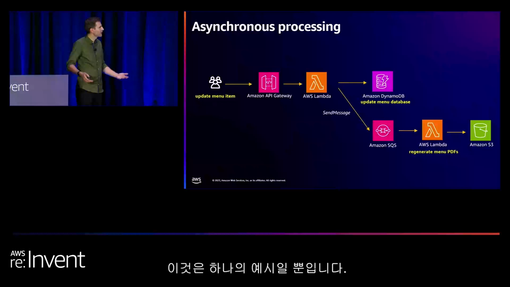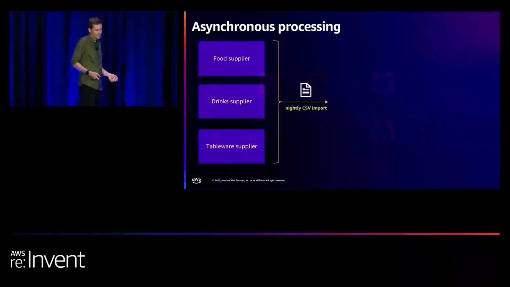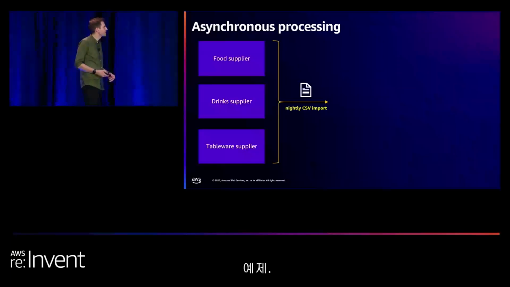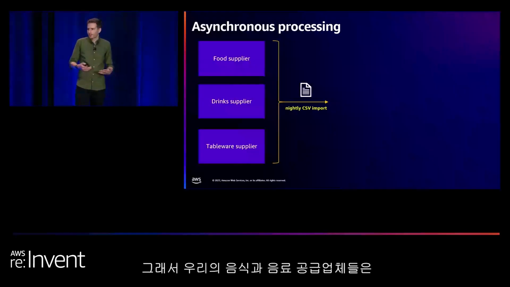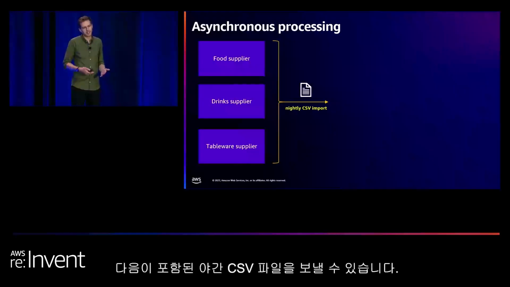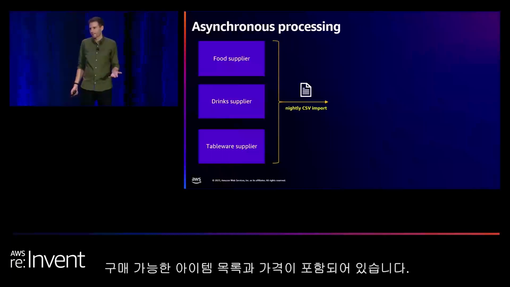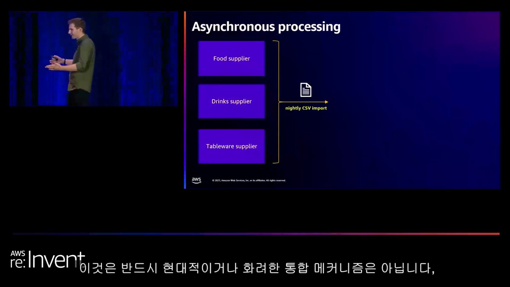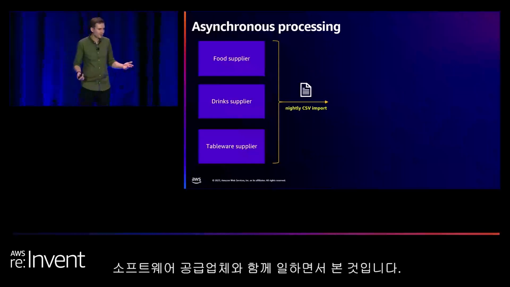Now, this is just one example. This is just one way to do it. There are others. Let's look at another asynchronous processing example. Now we're thinking about our third-party integrations. So our food and drink suppliers might send us a nightly CSV file containing the list of items available to purchase and their prices. It's not necessarily a modern or fancy integration mechanism, but one that I've seen from working with software vendors.